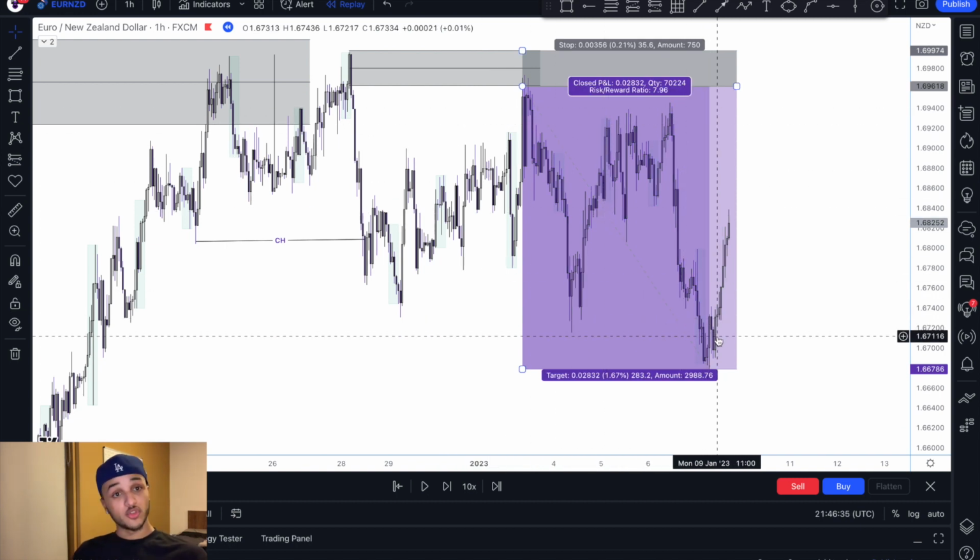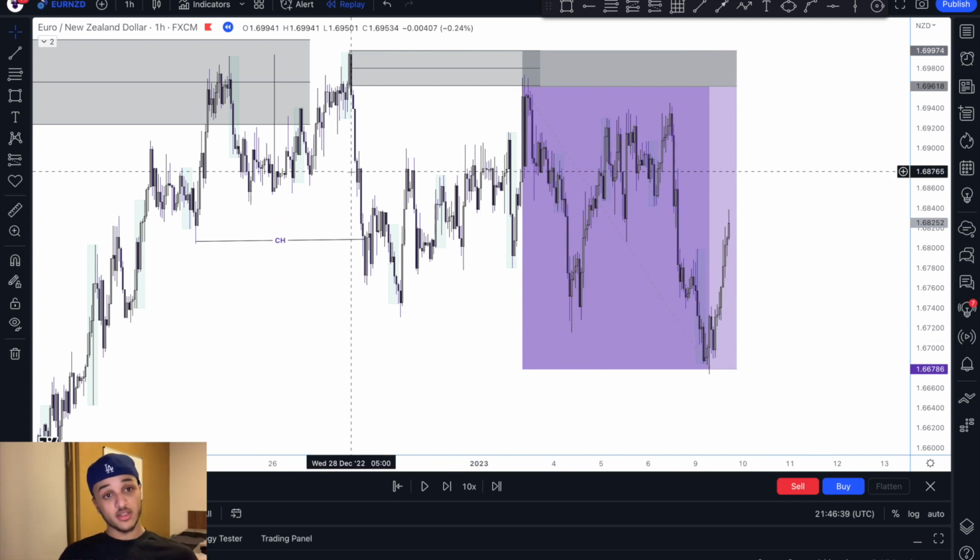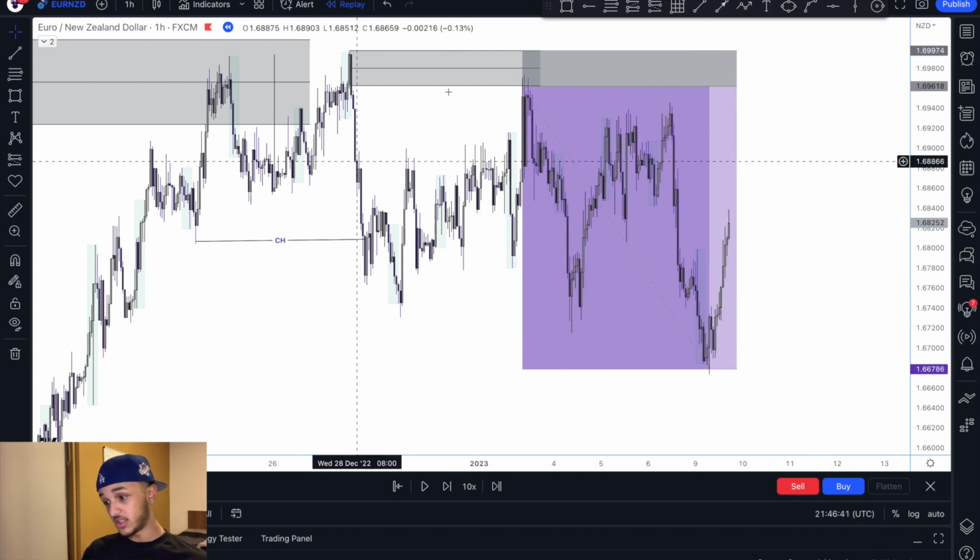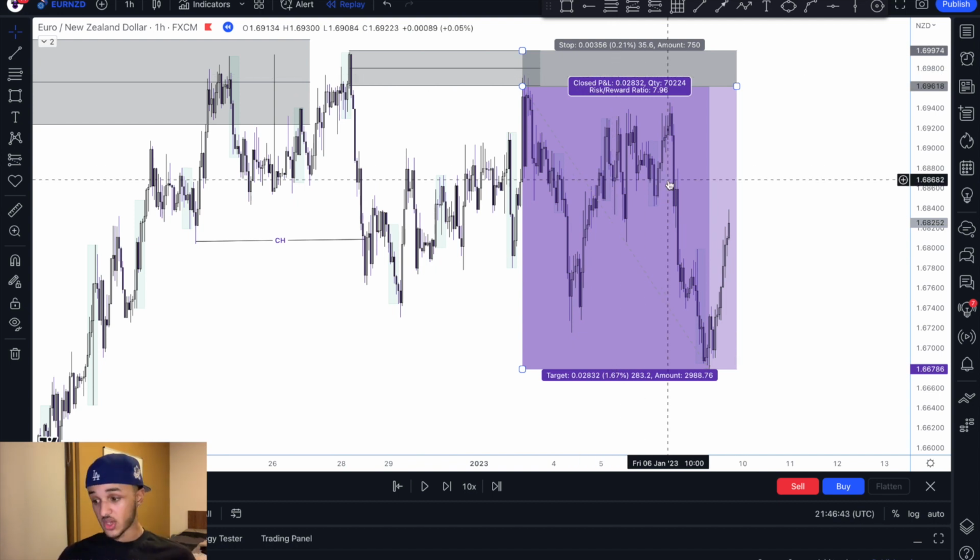allowing us to grab 283 pips. And in comparison to the 80 plus pip stop loss, we had a 35.6 pip stop loss, and it increased our risk to reward ratio from 1 to 2.9 to 1 to 8. So these are the differences between aggressive entries and confirmation entries. When it comes to confirmation entries, the benefits are quite a bit better than the benefits of aggressively entering.